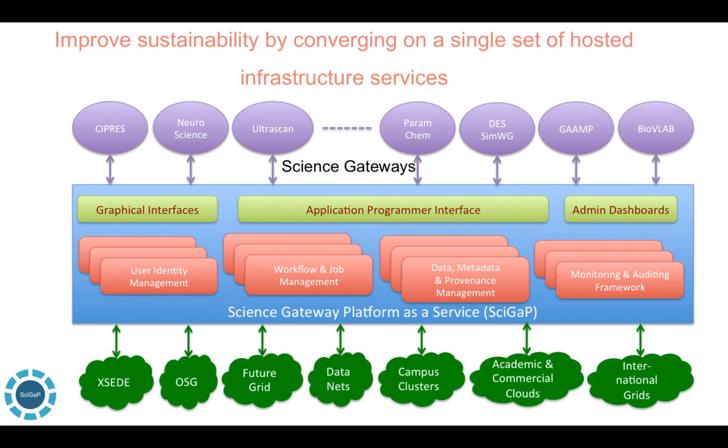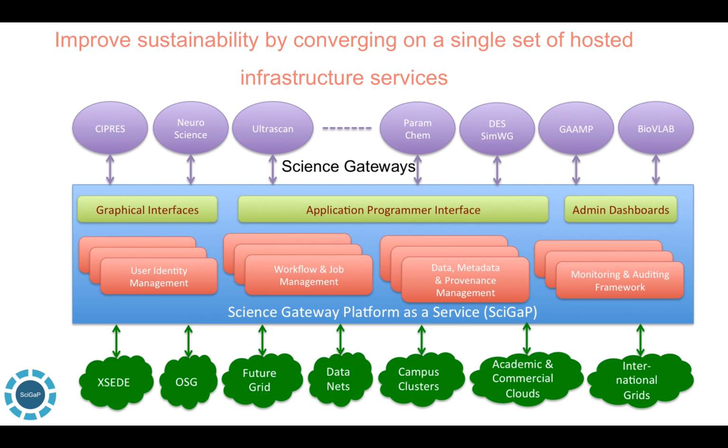We have obviously a programming interface for all of these things, and these interfaces support both regular users and administrative users. The core capabilities are things I've illustrated before: identity management, workflow and job management, data, metadata, and provenance management, monitoring and auditing, and then the software itself supports access to lots of different, or potentially supports access to lots of different back-end resources, as we see at the bottom.